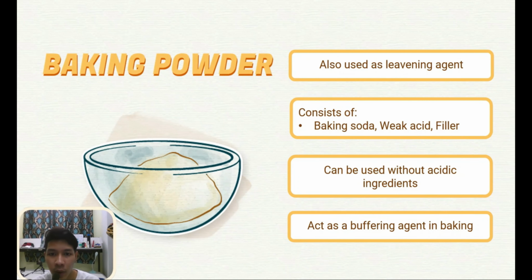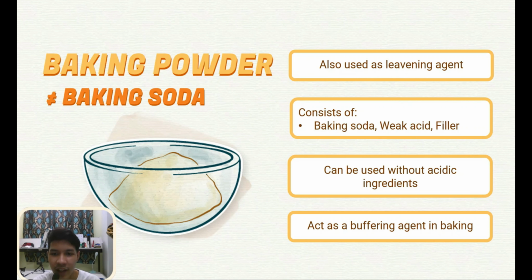Now I'm going to talk about baking powder. Baking powder is also used as a leavening agent. It consists of baking soda, a weak acid, and a filler. As you can see, it consists of baking soda, which means that baking powder is not baking soda. Baking powder can be used without an acidic ingredient. It can also act as a buffering agent, the same as baking soda.